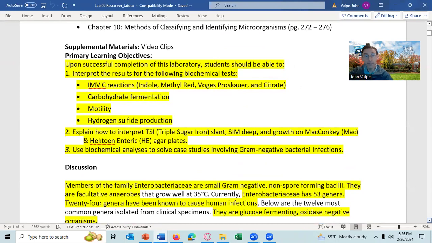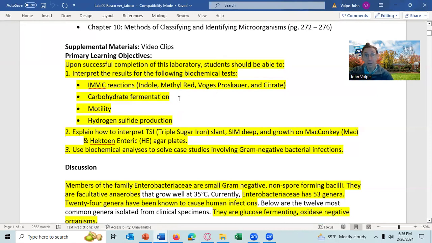Upon successful completion of this lab, you should be able to, 1, interpret the results for the following biochemical tests for the IMVIC reaction. IMVIC is an acronym for indole, methyl red, Voges-Proskauer, and citrate. So this is actually 4 different tests. Indole test, the methyl red test, the Voges-Proskauer test, or the citrate test. And I may be butchering this name because I'm not Russian. So from here on, I'll just call it the VP test.